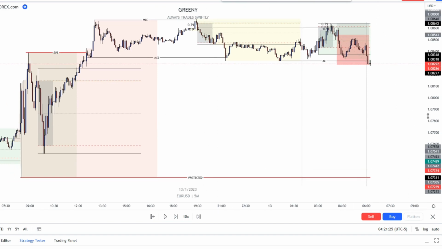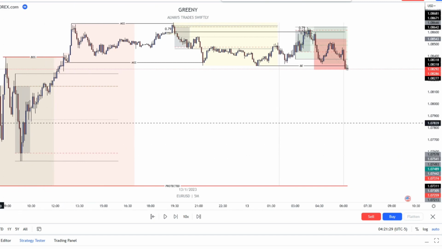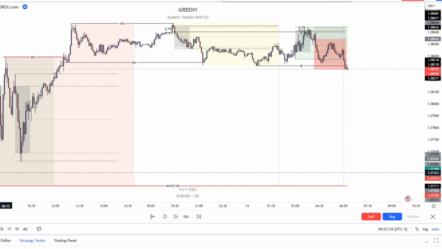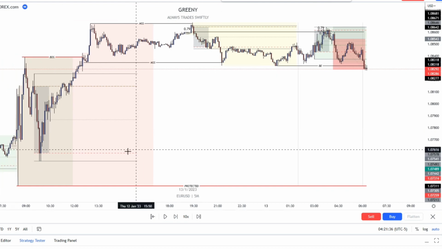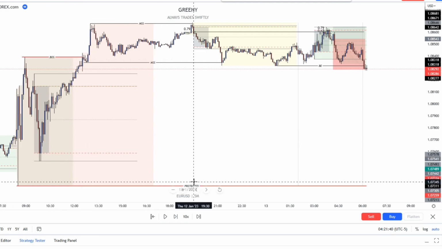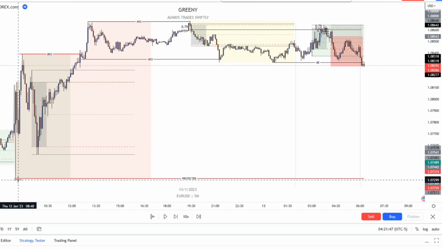So first of all, I'd like to start with the CPI news from Thursday. We have the upward movement within the afternoon, creating a break of structure to the left hand side, causing us to have a now protected low from the impulse back and forth movement on the news.